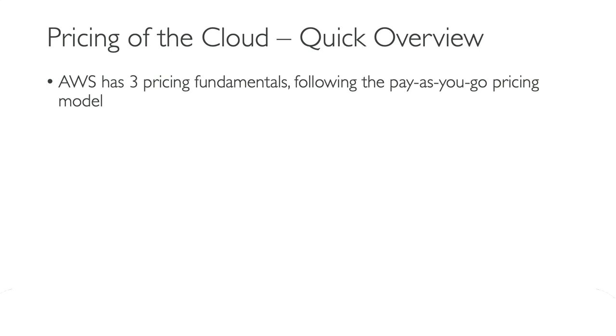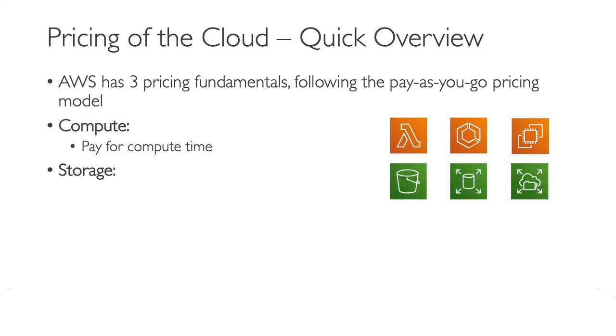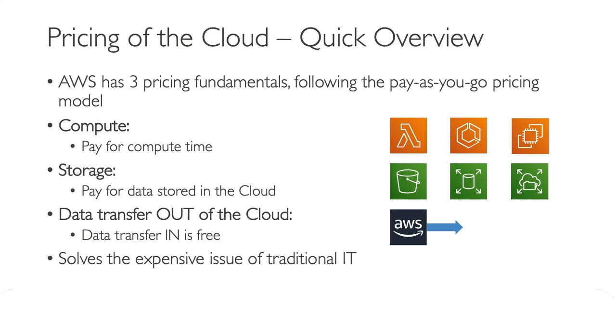AWS has 3 pricing fundamentals, and it will follow the pay-as-you-go pricing model. So for the compute, and that represents various services, we're going to pay for the exact compute time. For the storage, we're going to pay for the exact amount of data stored in the cloud. And for the networking, we're going to only pay when the data leaves the cloud. Any data that goes into the cloud is free. And this solves the expensive issue of traditional IT, because now we only pay exactly what we need, and so we have huge cost savings ahead of us.